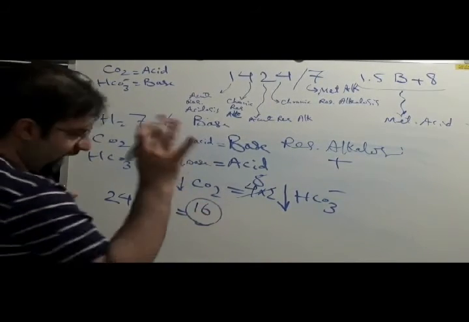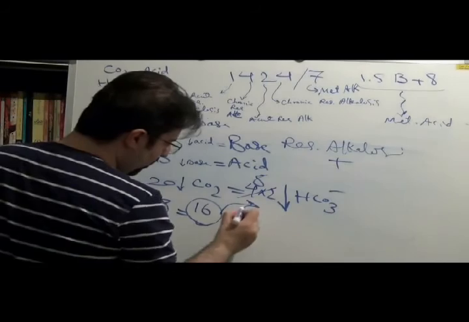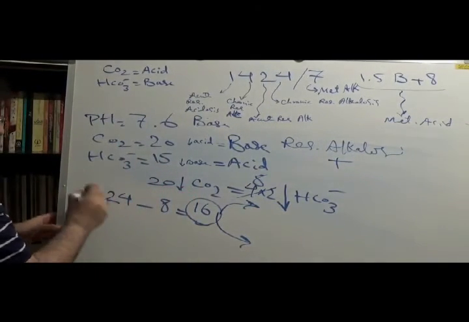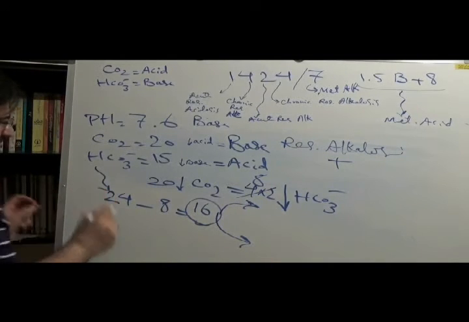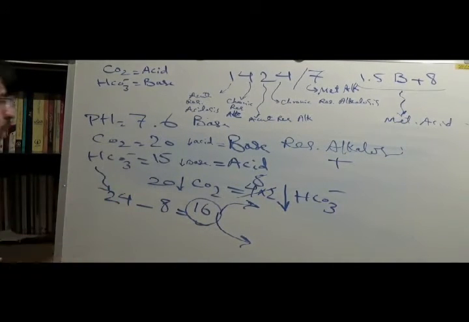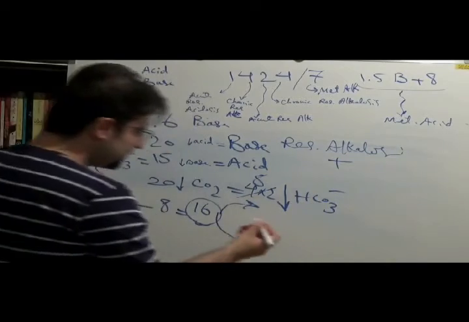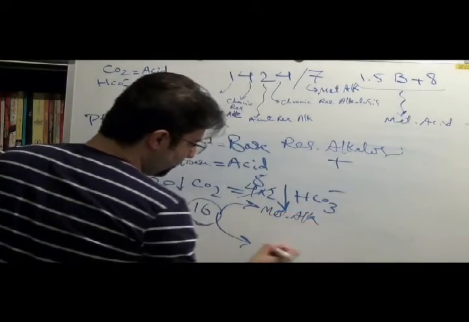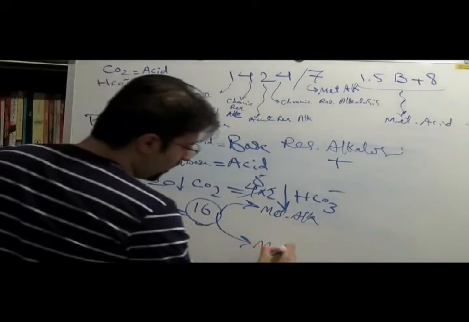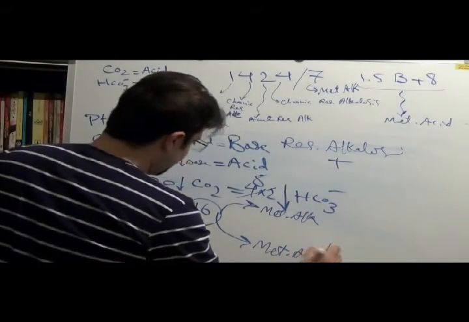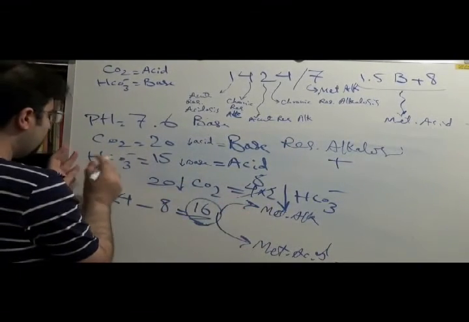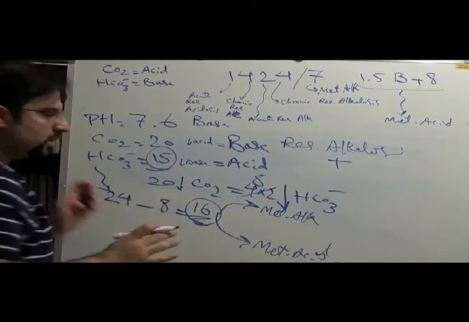So, as we said, if it is more bicarbonate, it means more base. If it is more base, it is metabolic alkalosis. If it is less base, it is metabolic acidosis. Now it is 16. Go back to our number. Now our number is 15.